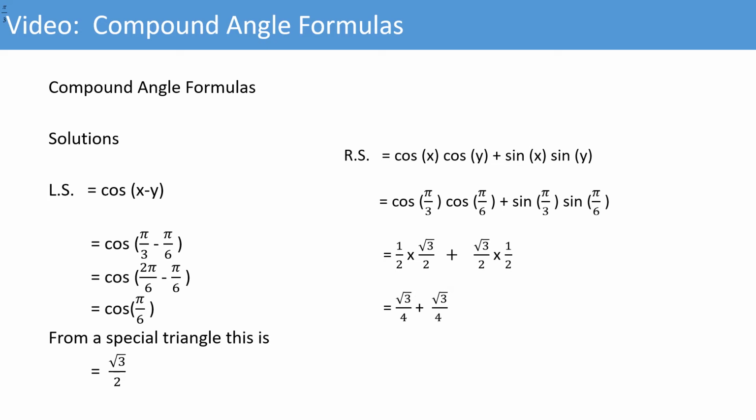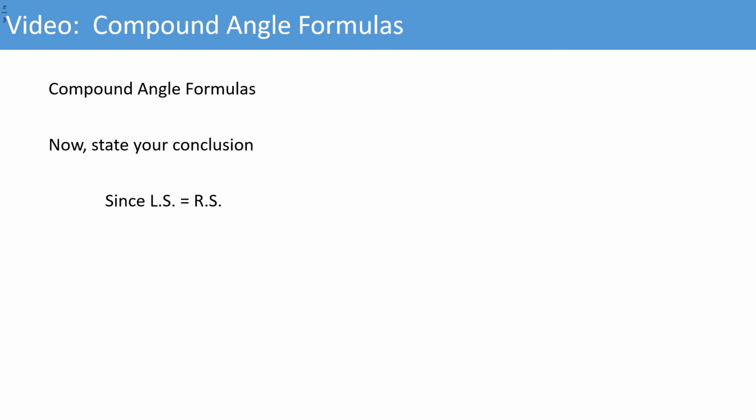Now we'll multiply numerators and denominators and get square root 3 over 4 plus square root 3 over 4. We have a common denominator, so we can add together the numerators, and we will get 2 square root 3 over 4. Taking out the common factor of 2, it will simplify down to square root 3 over 2. Since the left side equals the right side, the formula is valid for x equal pi over 3 and y equal pi over 6.